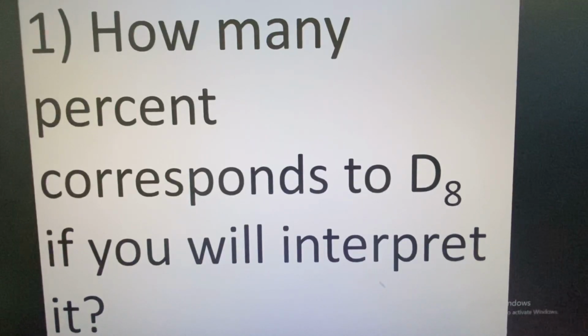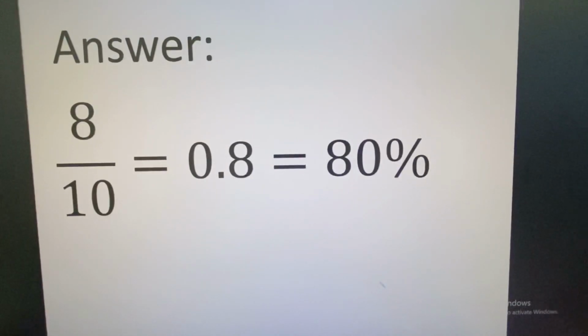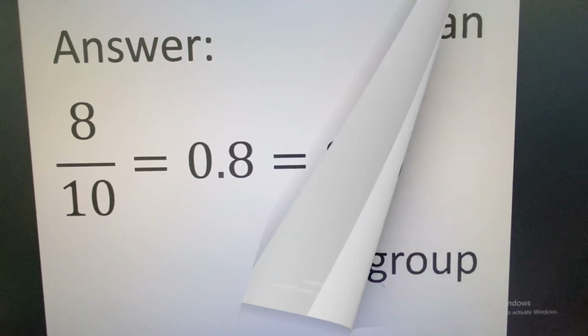The solution in this question number 1, we have 8 over 10, so which is equals to 0.8. Then change it to percentage by moving the decimal point 2 places going to the right of the decimal point. So the answer is 80%. So this is the answer. Okay, 80%. So let's proceed to question number 2.